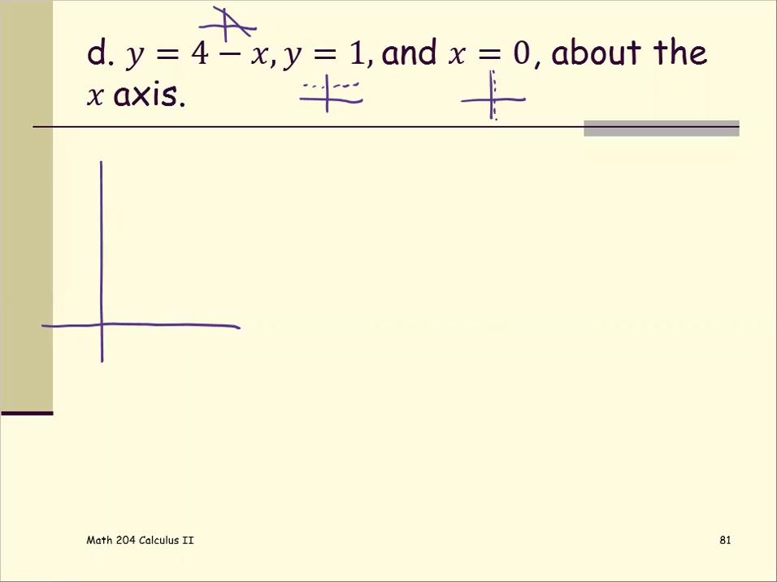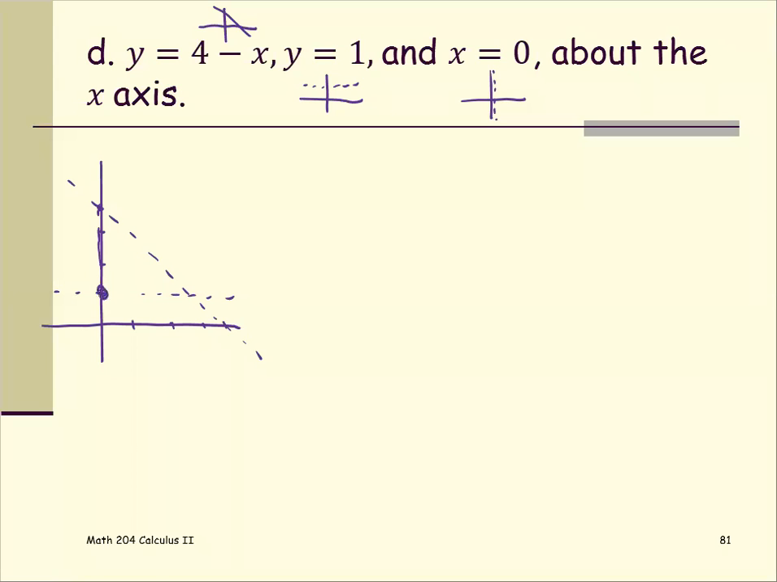Start with the horizontal line, so y equals 1. And y equals 4 minus x, so it's going to intercept at 4 and go down 1 over 1, down 1 over 1. 1, 2, 3, 4. And x equals 0, which is this one. Now, looks like we have the triangle.